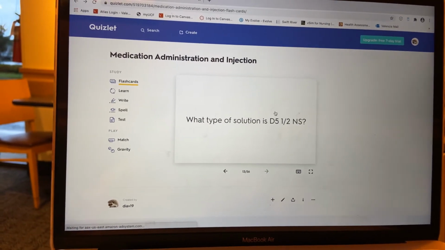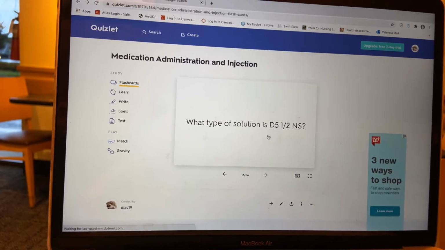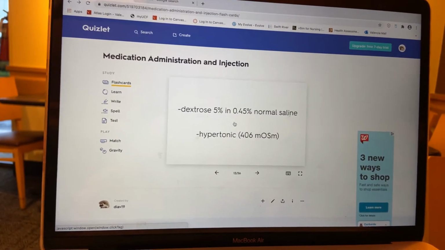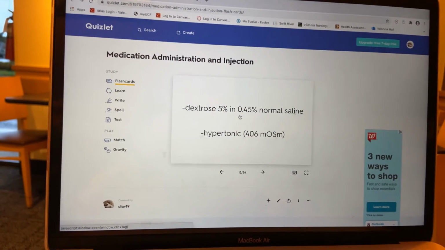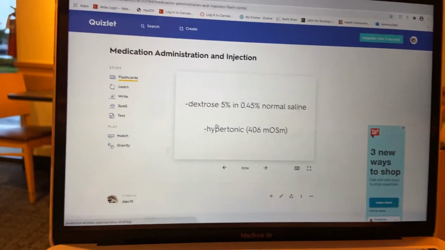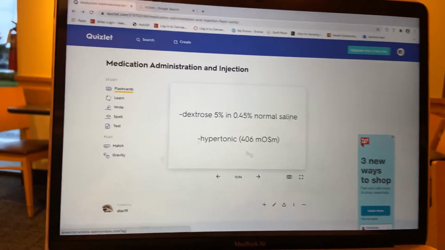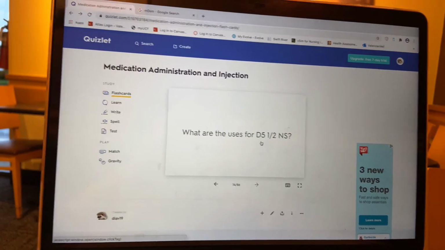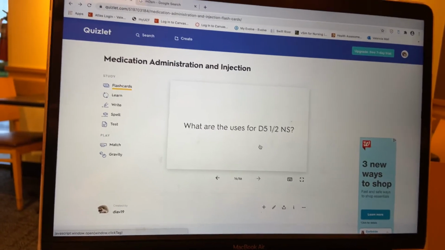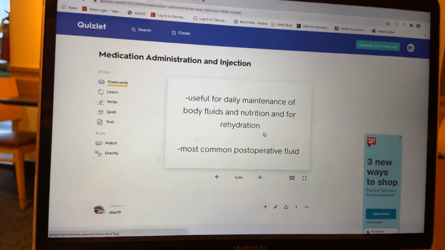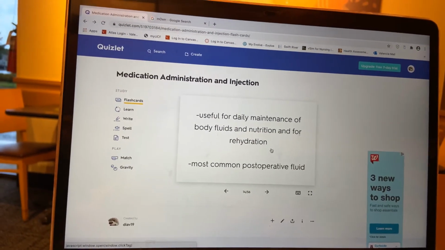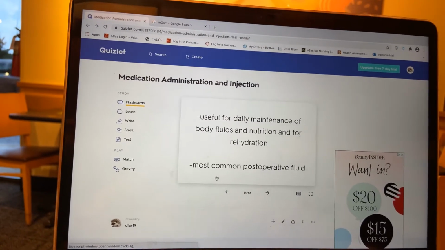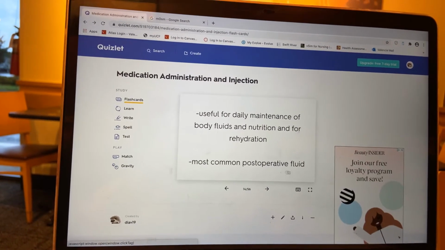What type of solution is D5 half normal saline? It's dextrose 5% and 0.45% normal saline, and it is hypertonic. What are the uses for D5 half normal saline? It's useful for daily maintenance of body fluids and nutrition, and for rehydration. It's the most common postoperative fluid.